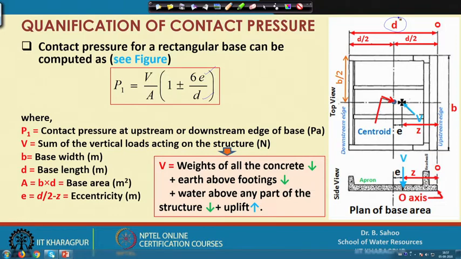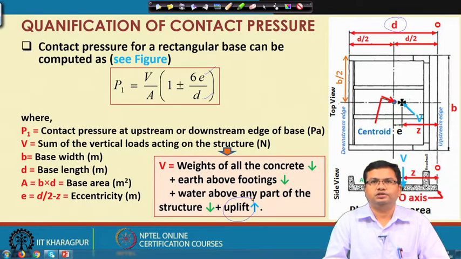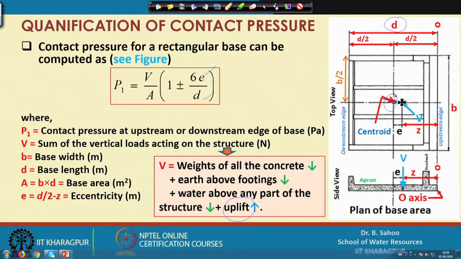and V is the sum of all the vertical loads acting on the structure, which are equal to the weights of all the concrete, earth above footings, and water above any part of the structure, acting downward, minus the uplift pressure. Here the uplift pressure is acting upward, so it will be minus. Then you can calculate the resultant vertical load, and if it is acting at this central location, then it is more stable.